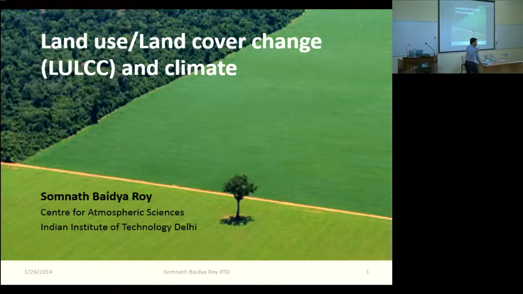Now, when we predict, like using the dynamic vegetation models, right? I mean, let me see if I can write on this board. I hope this is a marker to write on.